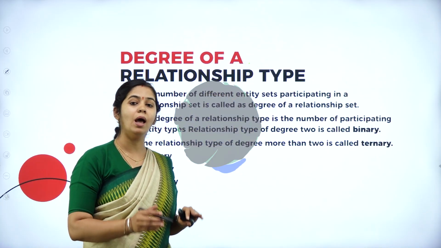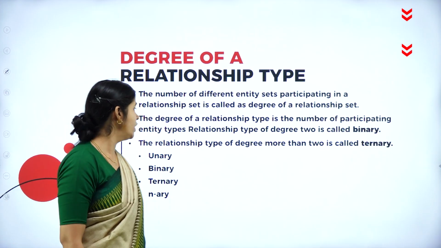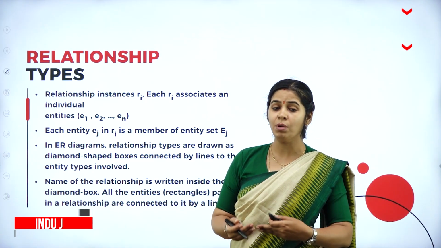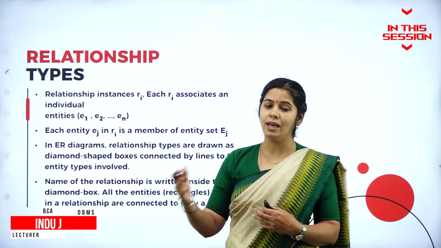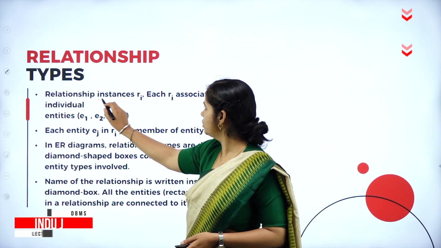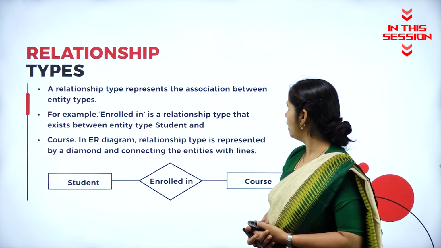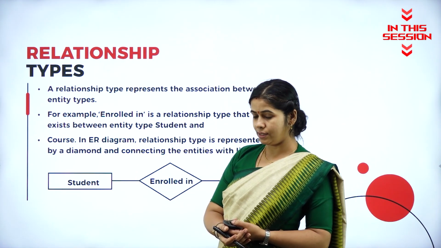How many people are participating in that particular relation is called the degree of relation. At a particular time, how that entity is connecting, attributes are connecting to the entities, that is called a relationship instance. What is the relationship type? Relationship type represents the association between the entity types.